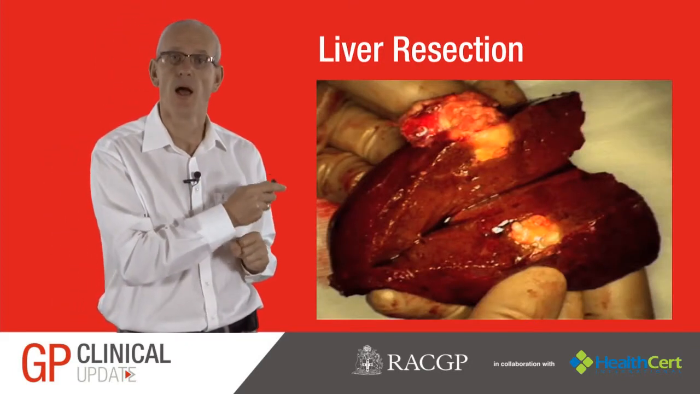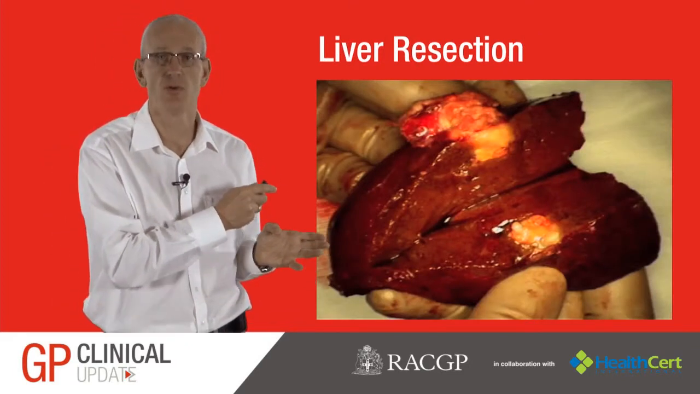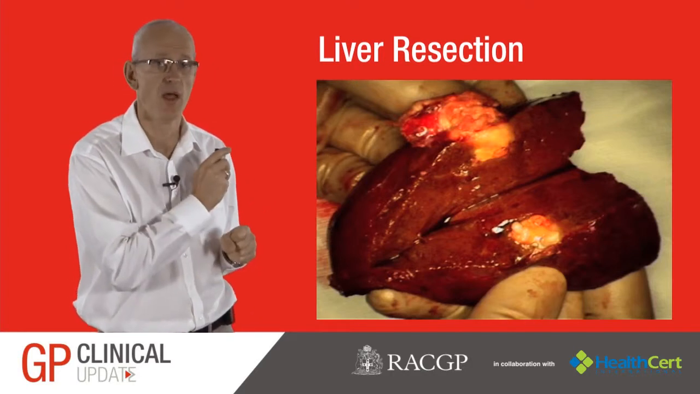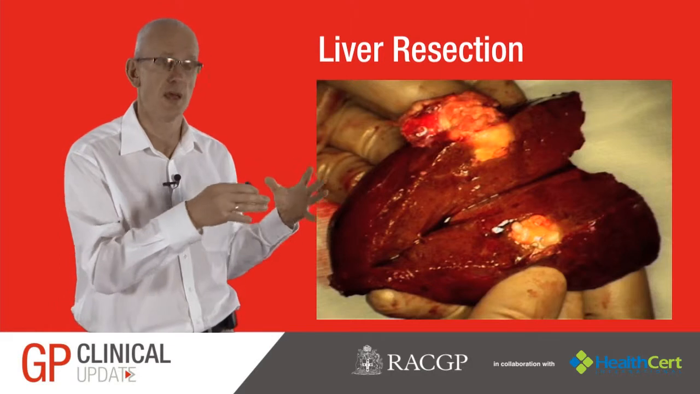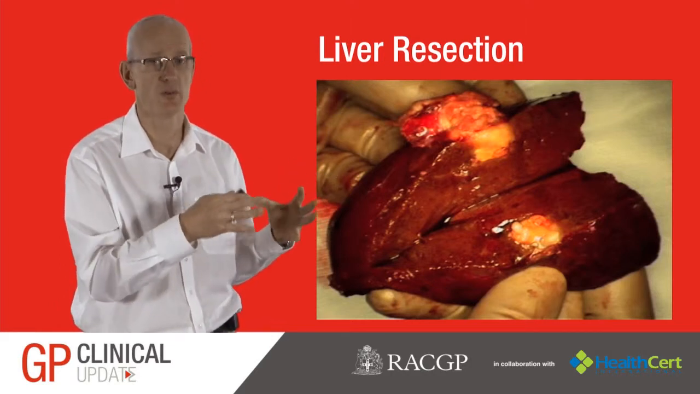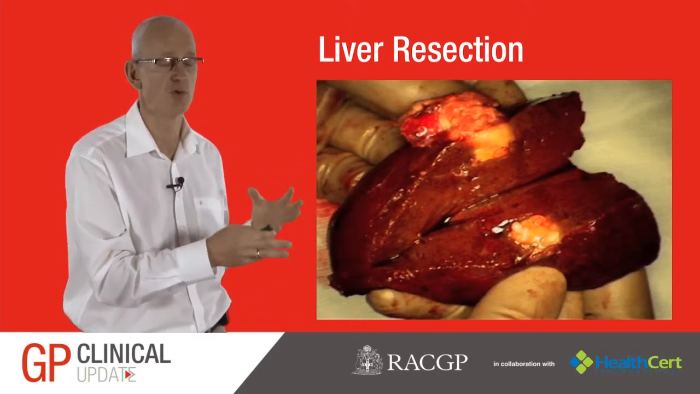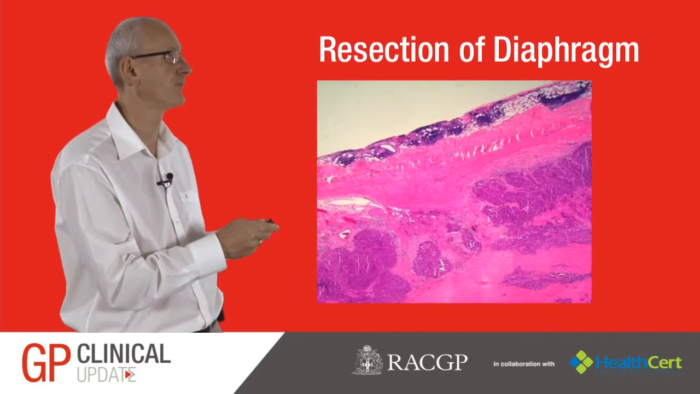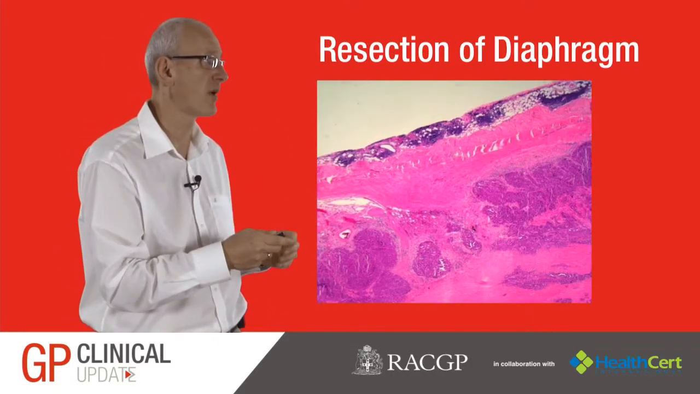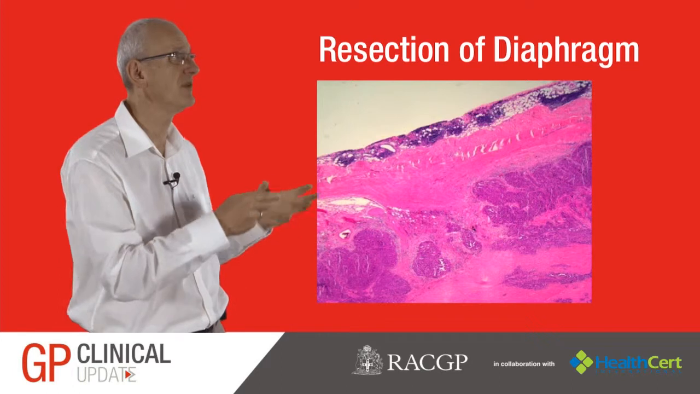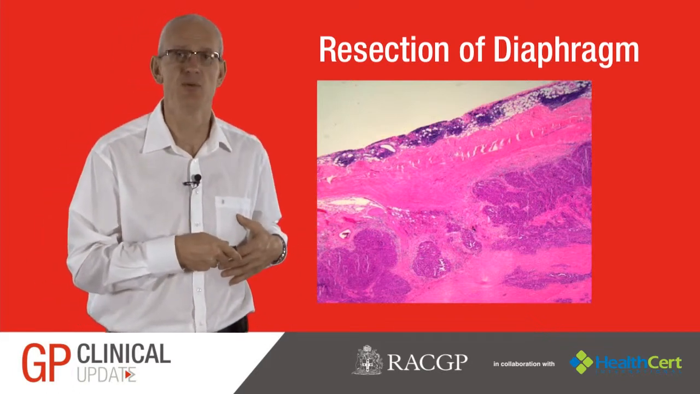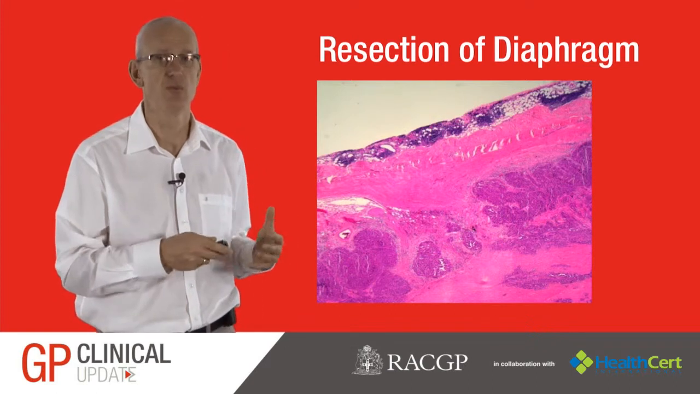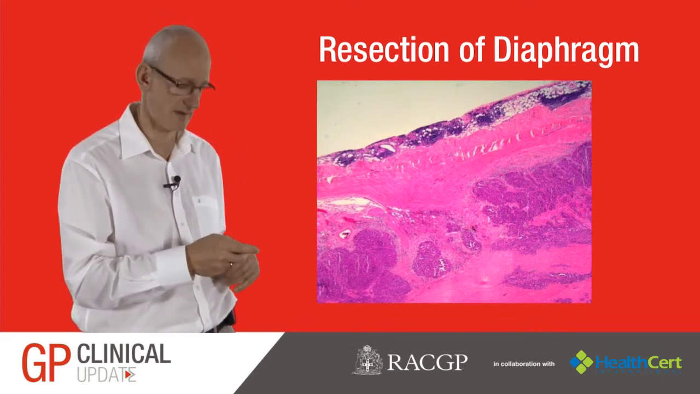Sometimes, if we have to, we do a liver resection. I've done one with one of my colleagues last week, because the liver was the only spot where there was still tumor, and we actually could render the patient disease-free. Resection of the diaphragm: you can see that the diaphragm is infiltrated with tumor. The diaphragm is a barrier between the abdomen and the chest, and we find cancer there quite frequently.